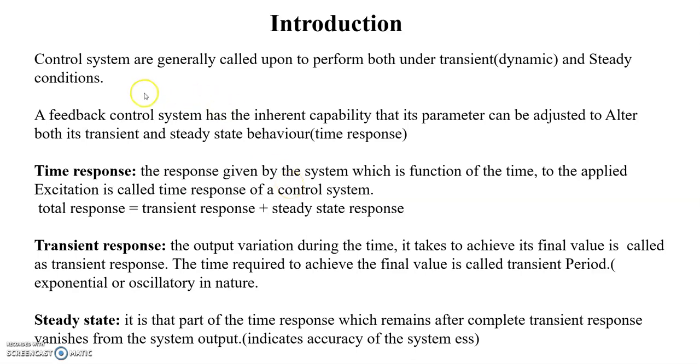Introduction. Control systems are generally called upon to perform both under transient, that means dynamic, and steady conditions. A feedback control system has the inherent capacity that its parameters can be adjusted to alter both its transient and steady state behavior. Time response.